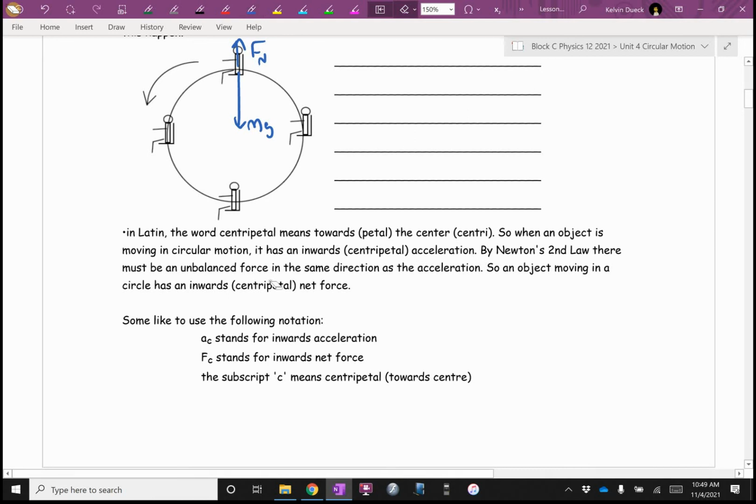And by Newton's second law, there has to be an unbalanced force in the same direction as the acceleration because F equals ma. So an object moving in a circle has a centripetal net force. I use the following notation. a_c is inwards acceleration. F_c is inwards net force. You can think of F_c as F circle. I'll be thinking centripetal force.